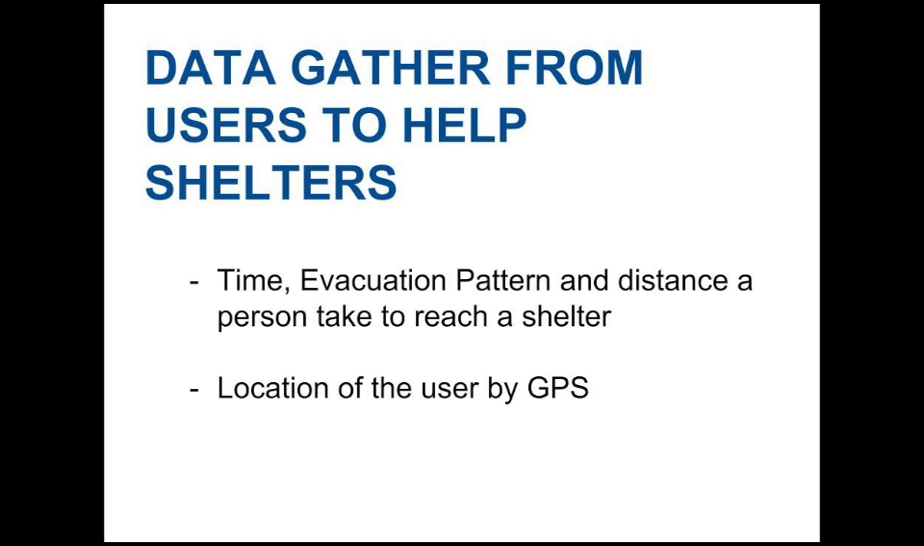And then lastly, we have the data that's gathered from users to helpers to shelters. By getting the data of the user's time, evacuation pattern, and the distance a person takes to reach a shelter, we can actually triangulate its evacuation pattern before it reaches the shelter, and that can help us determine better ways and means of improving their evacuation methods. This is going to be gathered through the location of the user by GPS.